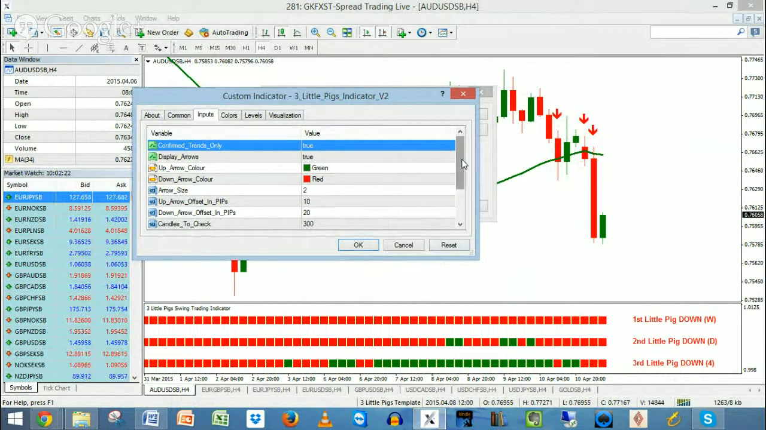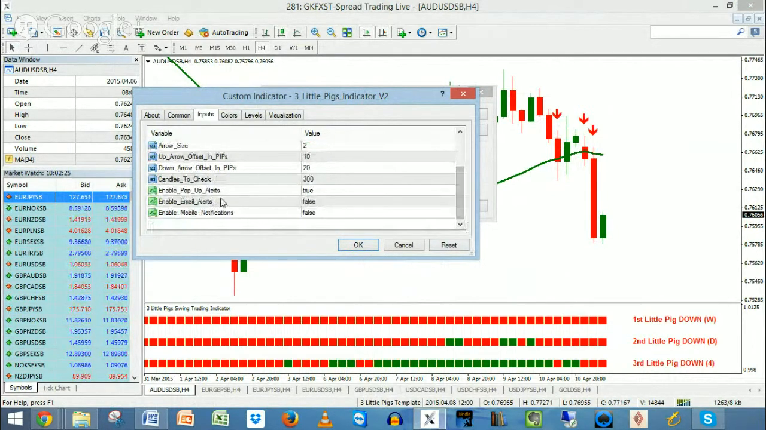The other standout features are that you can enable pop-up alerts, which is set to true. So this is the standard MT4 pop-up. And you can also set up email and mobile alerts as well, for free with most providers.